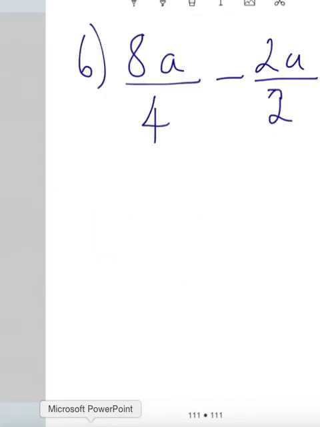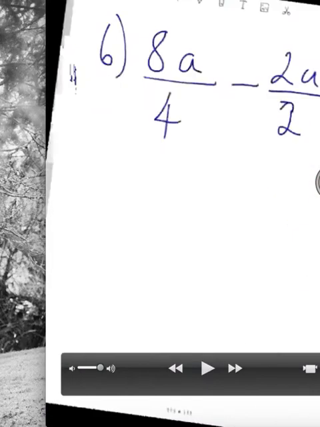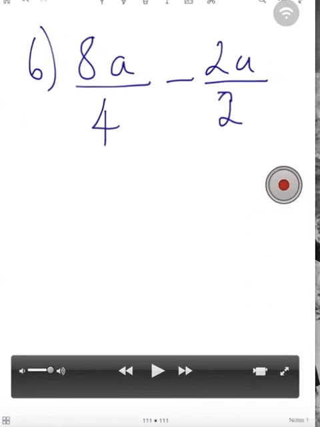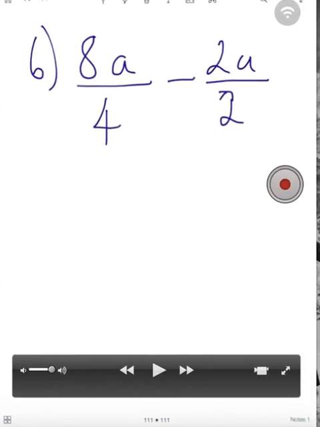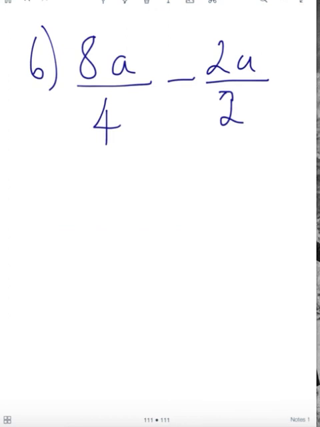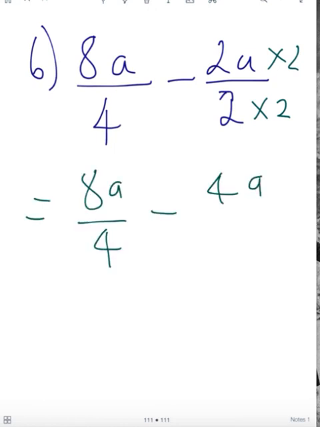All right, you can have a go with this last one, if it works. Okay, so it's 8a over 4, take away 2a over 2. So once again, your first step is to get the same denominators. All right, now I can turn my 2 into a 4 by multiplying it by 2. So I'll do that to the top and bottom. So I'm left with 8a over 4, take away 2a times 2 is 4a over, that's an a, and 2 times 2 is 4.